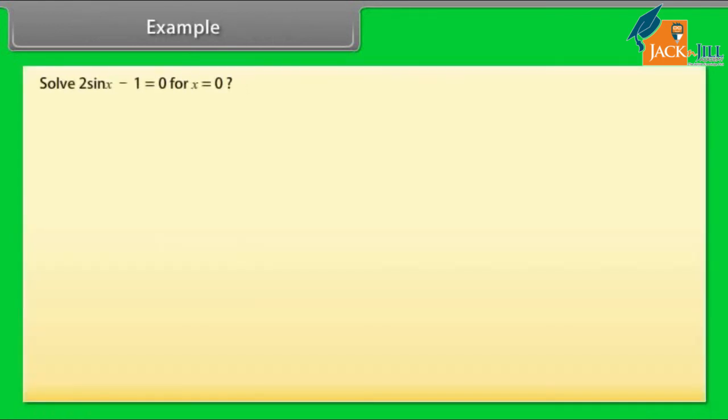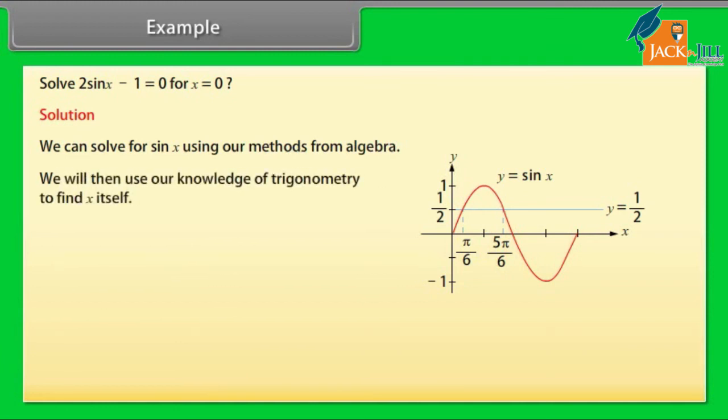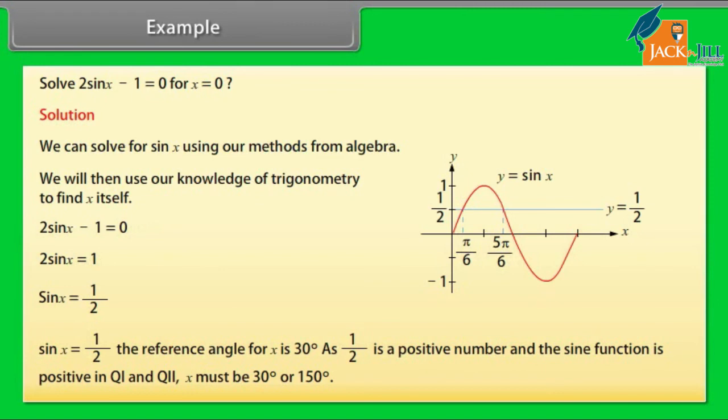Example: solve 2 sin x minus 1 is equal to 0 for x. Solution: we can solve for sin x using our methods from algebra. We will then use our knowledge of trigonometry to find x itself. 2 sin x minus 1 is equal to 0. 2 sin x is equal to 1. Sin x is equal to 1 by 2. The reference angle for x is 30 degrees, as 1 by 2 is a positive number and the sine function is positive in quadrant 1 and quadrant 2. So x must be 30 or 150 degrees.